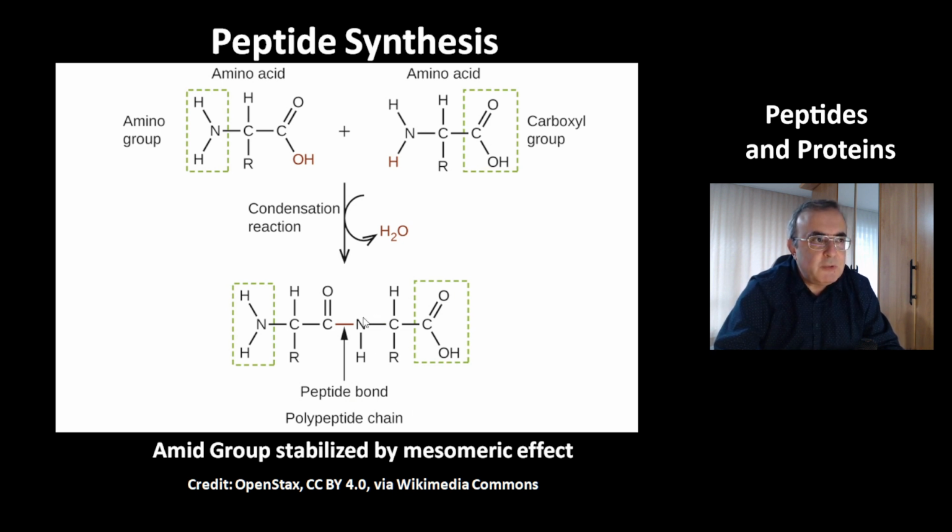And this amide group has here at the nitrogen a free electron pair, which is part of a pi electron system, a conjugated pi electron system. And this group is stabilized by the mesomeric effect. And this dipeptide has again two functional groups left. So a third amino acid with its amino group could connect here, then you get a tripeptide, and so on.